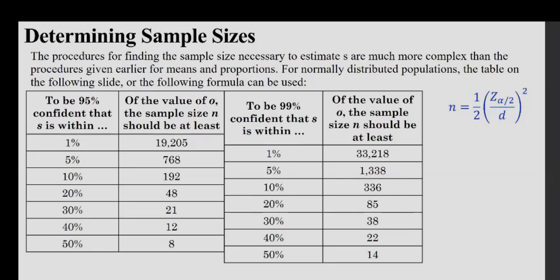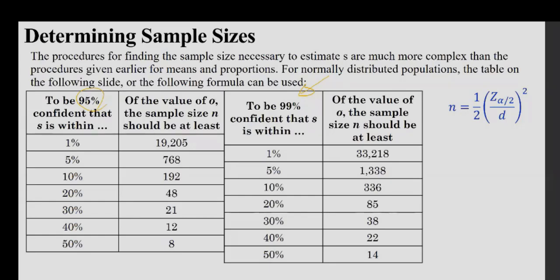Let's see how we deal with this table. Let's quickly look at an example. Pay attention to the table. The very first column is to be 95% confident that s is within 1%, 5%, and so forth, of the value of sigma. The sample size n is given. And then the next one is to be 99% confident. So right then and there, it tells you the limitation of the table: it deals with only two confidence levels, 95% and 99%. Obviously there could be other confidence levels.